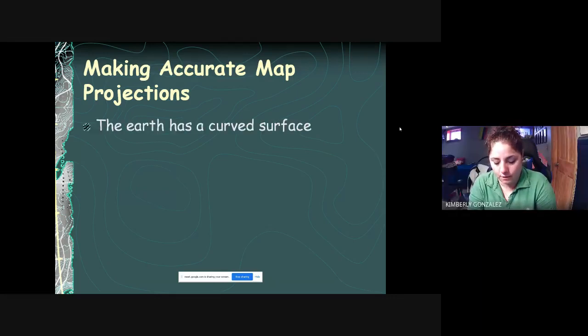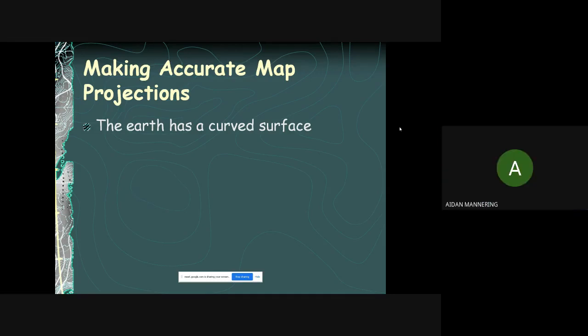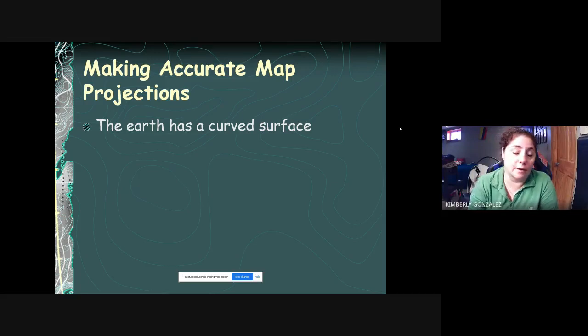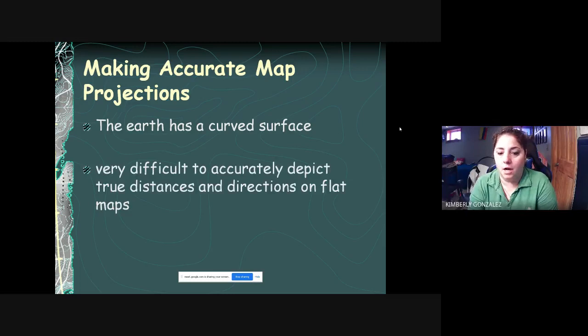All right, first of all, I'm going to go against what some of you actually believe, and the Earth has a curved surface. The Earth is actually round, it is not flat. The problem with it having a curved surface is it's very, very difficult to figure out true distances and directions on a flat map.